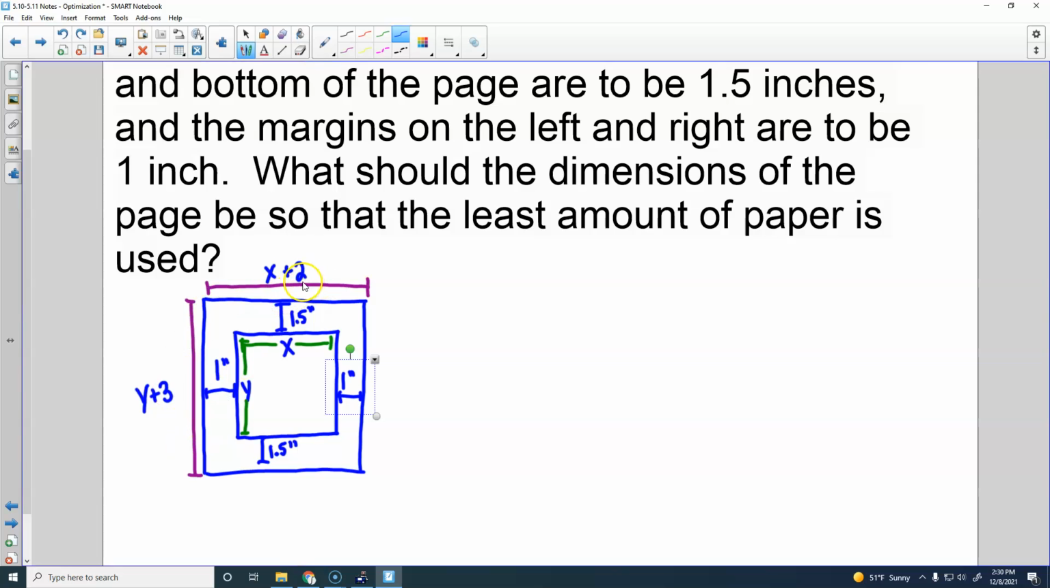Okay. So we're trying to minimize the area of the entire paper, which would be X plus 2 times Y plus 3. But we cannot take the derivative of this whenever we have X and Y's. We could, but it would be really, really difficult.